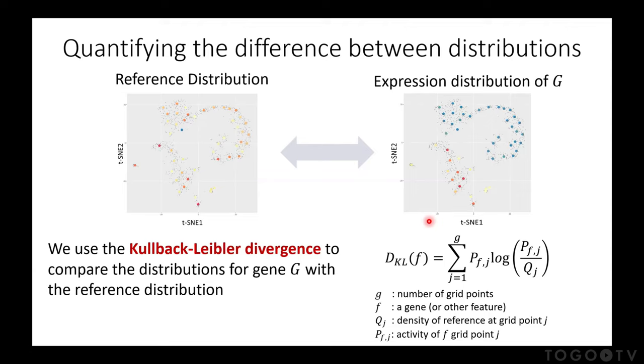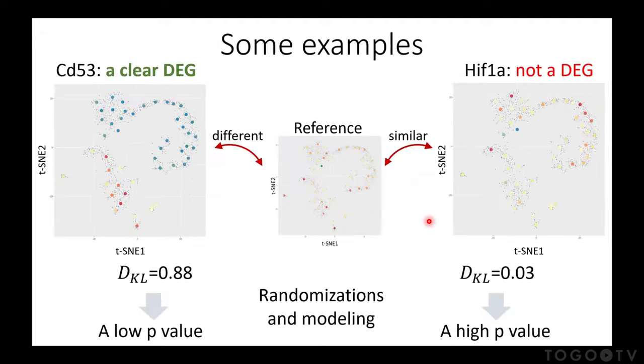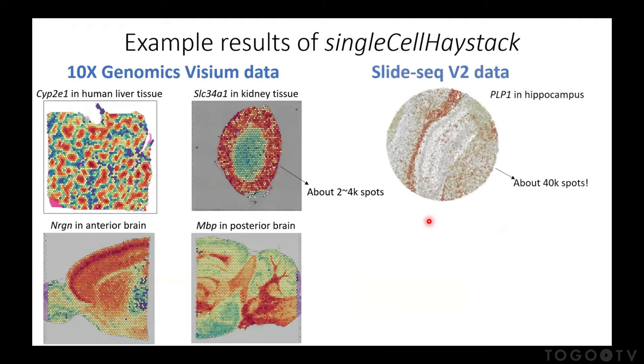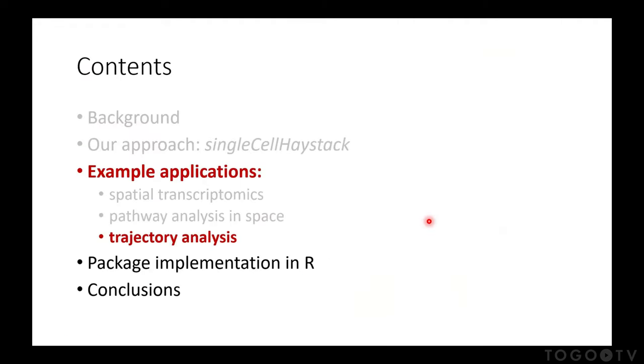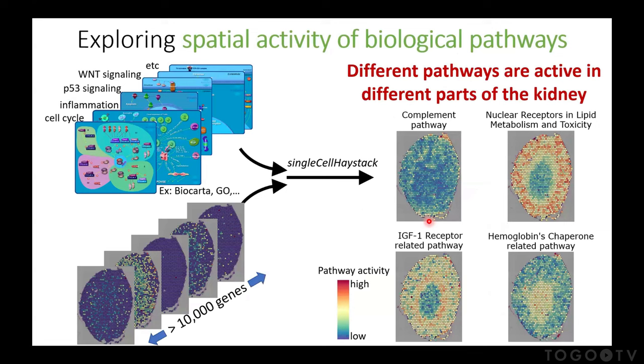So I have one question. I'm very interested in the pathway analysis to map the 2D view. How do you integrate this single cell data with pathway data? Pathway data is so small, right? Compared to the single cell data.